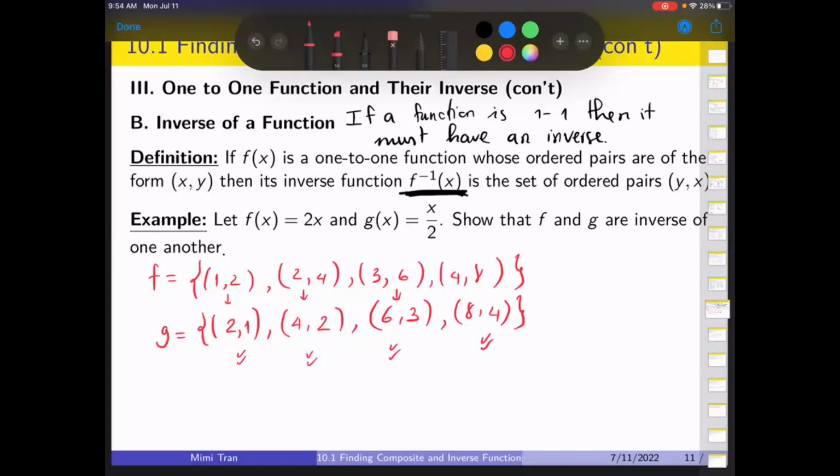So what does it tell you? The domain and range are swapped, and you checked it's true. So that implies f and g are inverses of one another.